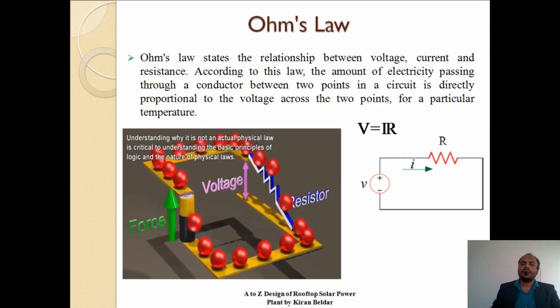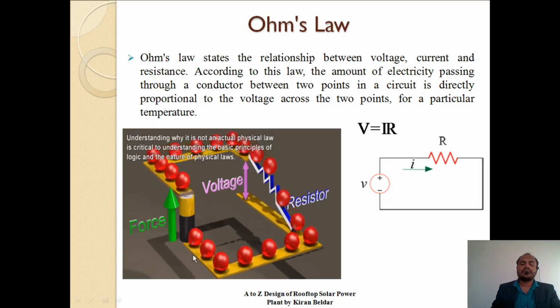According to this law, the amount of electricity passing through a conductor between 2 points in a circuit is directly proportional to the voltage across the 2 points, for a particular temperature. As we see in this animation, the battery which we are using is nothing but the potential difference, or the driving force which we are applying.